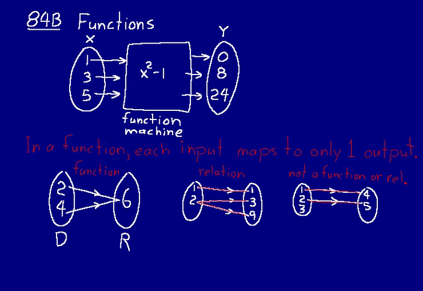So to be called a function, each input from the domain has to map to one and only one output. A relation could map to two or more outputs, but it has to have something it's related to. If it doesn't have an output that it's related to, then it wouldn't be considered a function or a relation.